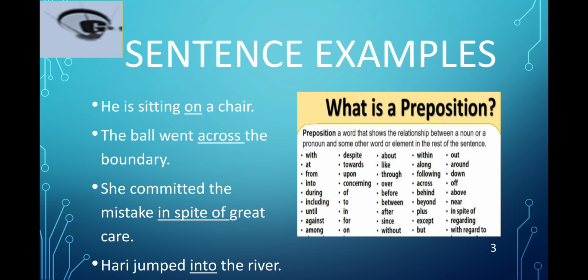Here are some sentence examples. He is sitting on a chair. The ball went across the boundary. She committed the mistake in spite of great care. Harry jumped into the river. So, all the words which are underlined are the examples of prepositions.